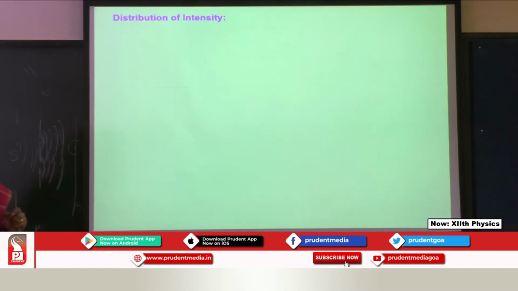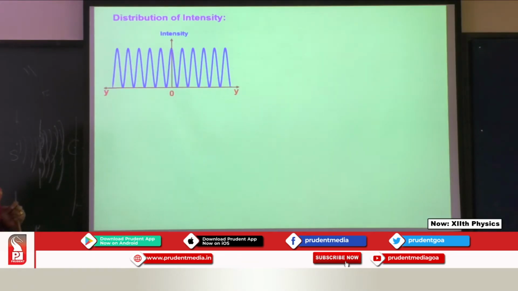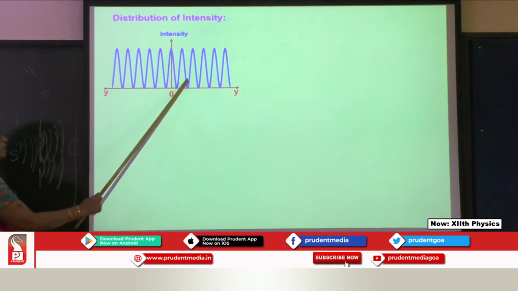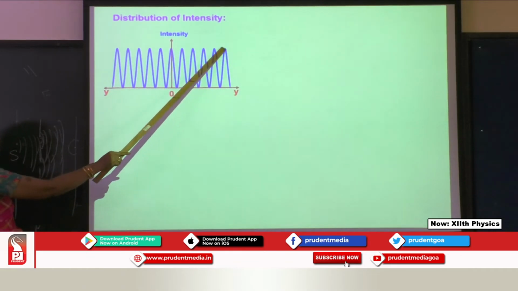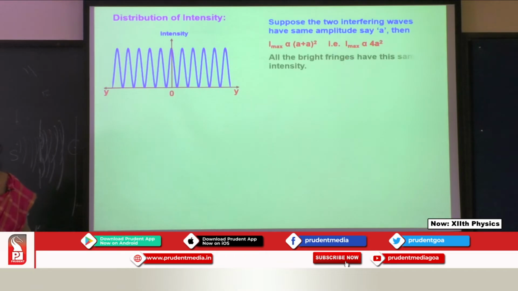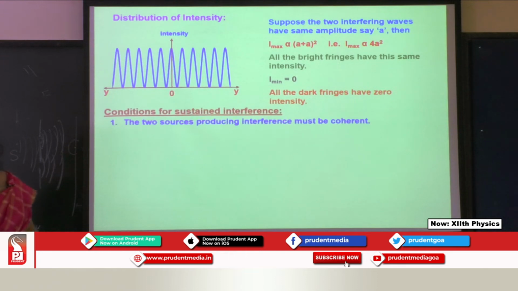So we have here the distribution of intensity. See here I have shown you the graph which indicates the intensity against displacement. As I said, whether you consider the first one or any number, all of them have the same intensity. Amplitude remains constant. The formula is given over here, but this is now deleted.